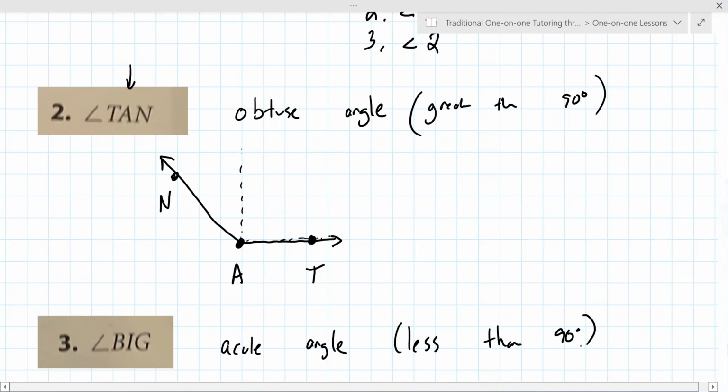All right. Okay, so again, I want you to draw an angle BIG and send me a picture of what you come up with, please.